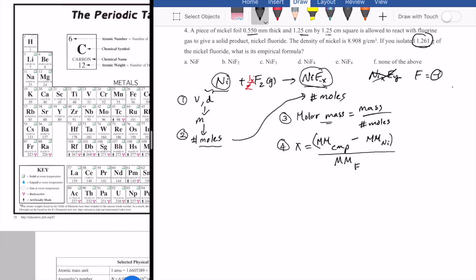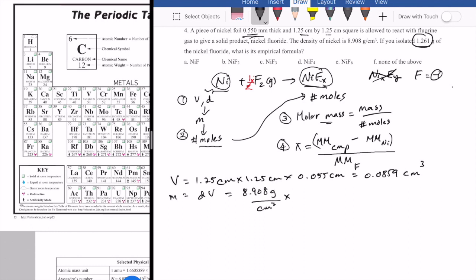First, I'm just going to calculate the volume. It's just going to be equal to 1.25 centimeter times 1.25 centimeter times the thickness, which is 0.55 millimeters. So we just convert it to centimeters, so it'd be 0.055 centimeter. If I work this out in my calculator, I should get 0.059 cubic centimeter. Once I get my volume, I'm going to use density and volume to get mass, and mass is just density times volume. So density is this number, volume we just got was this number, and you should get 0.7655 grams.